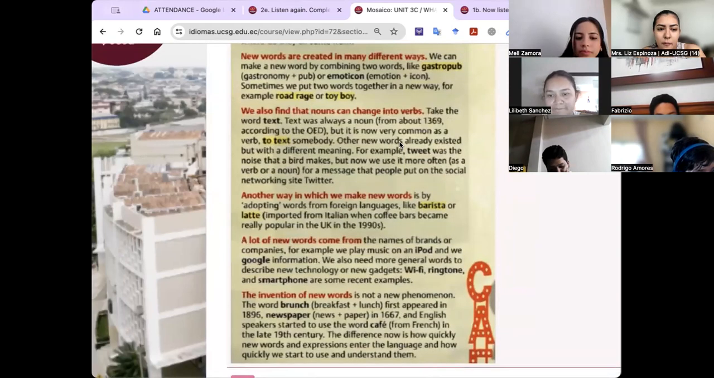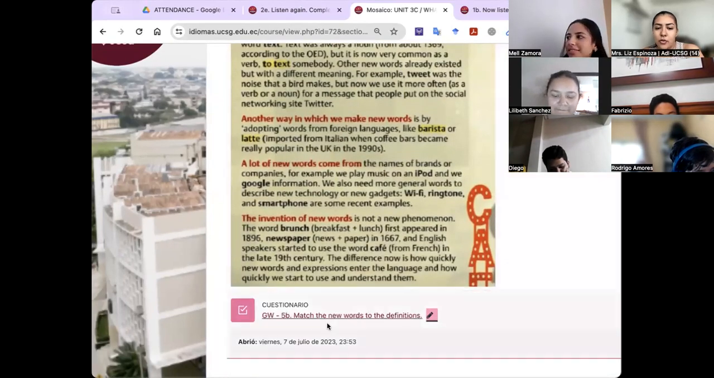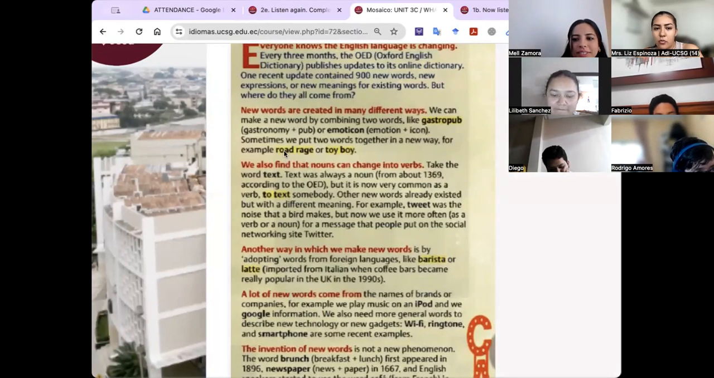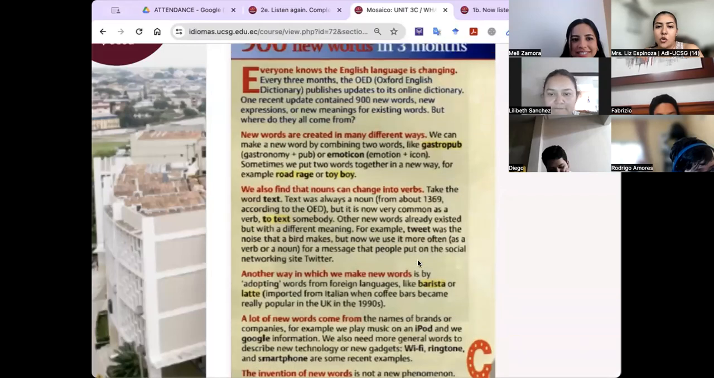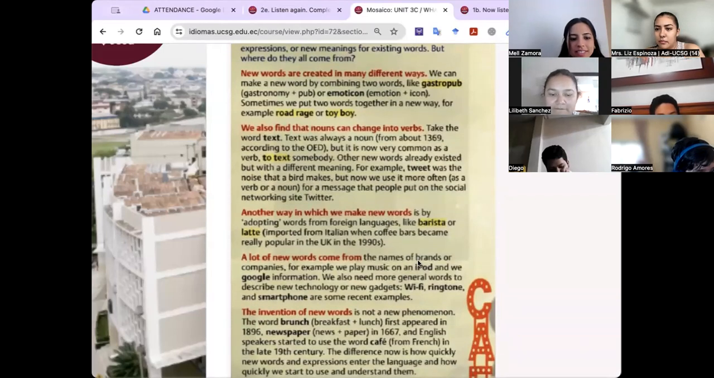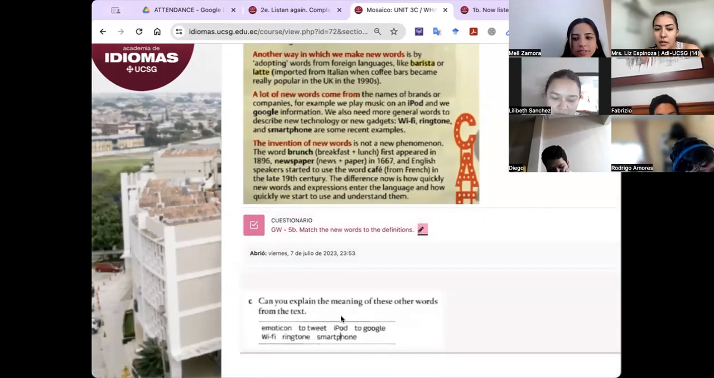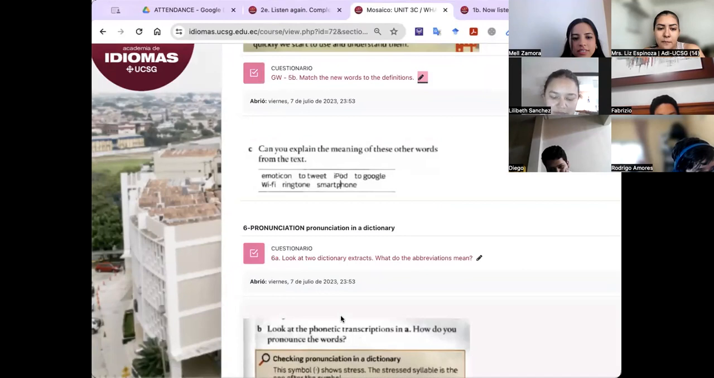All right, so in this case, what you're going to do in groups is to match the new words, gastropub, road rage, toy boy, to text, barista, latte, right? Those new words to their meaning. That is what you're going to do in groups. This is the 5th activity you have to complete in this hour, okay?